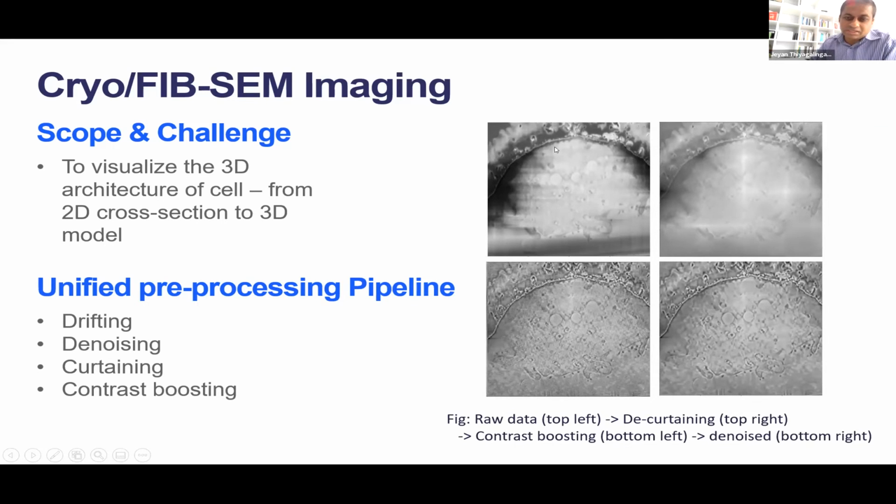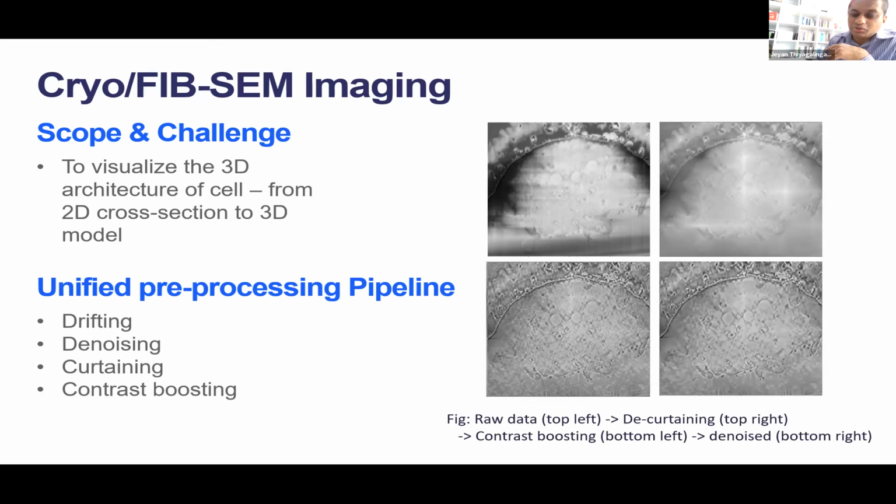And then what we do is we apply a process called curtaining, which basically removes all the funny dark spots out of it. And then when you do that, you do the contrast boosting to bring them up, and then you denoise it. So you keep on doing this in several different ways. And each of them really had different techniques developed in the lab. And the story doesn't really end here.